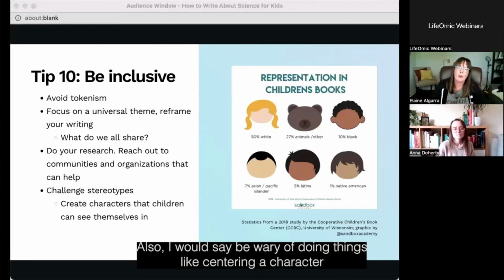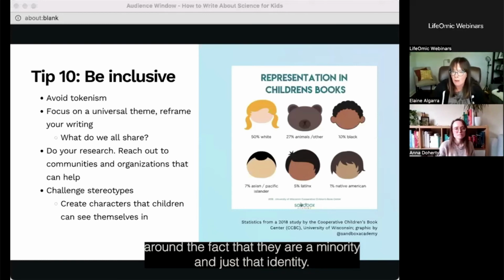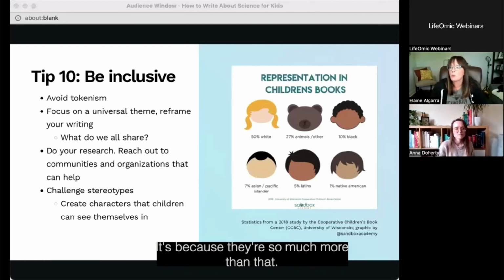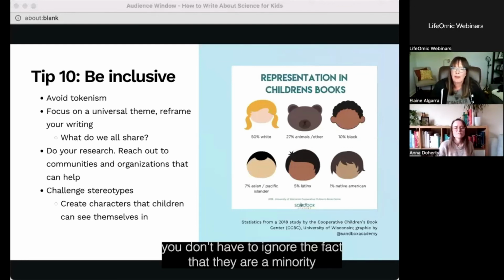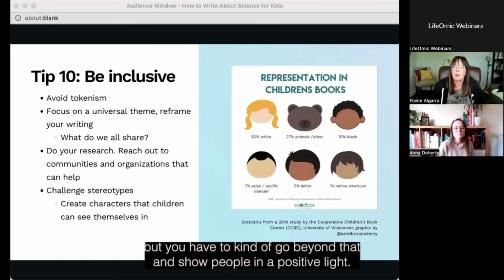Also, I would say be wary of doing things like centering a character around the fact that they are a minority and just that identity. It's because there's so much more than that. It's a balancing act, you know. You don't have to ignore the fact that they're a minority, but you have to go beyond that and show people in a positive light.